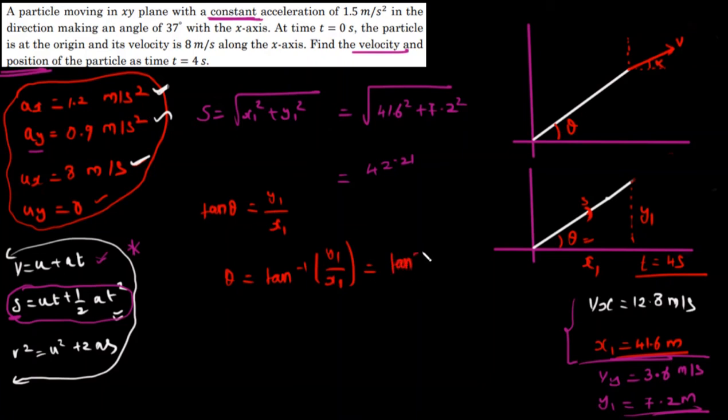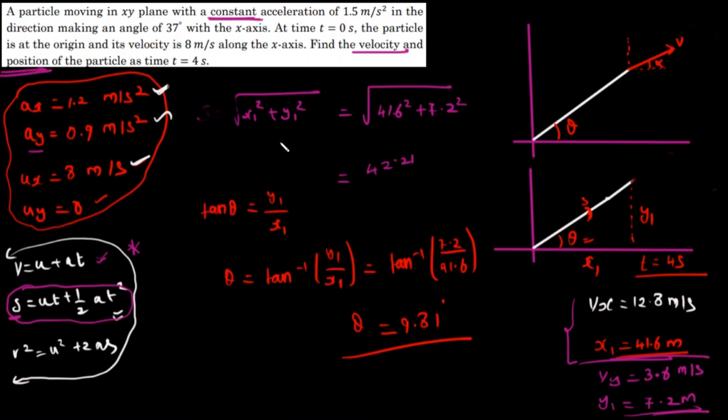Which is nothing but tan inverse of y1, which we got here as 7.2, and x1 is 41.6. So solve this, and tan inverse gives 9.81 degrees. So that is theta. Now we got theta, and now I can proceed further.